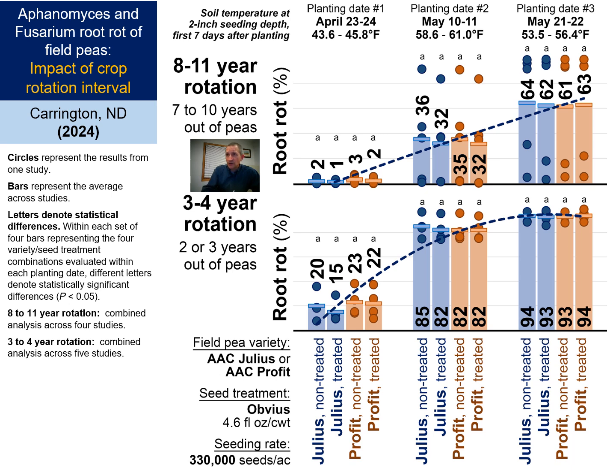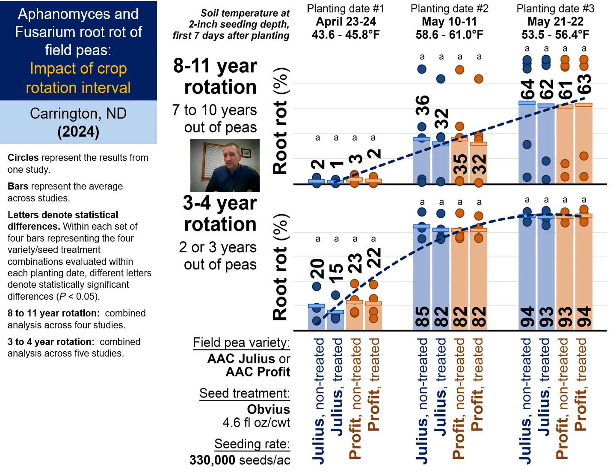Now, the only reason you only have 3 planting dates on this data is because we did not get a chance to assess root rot in the 4th planting date in 2024, just because of labor constraints. So we only looked at root rot in 3 planting dates. The rest of the data will be at 4 planting dates. But what you can see right away is that the 3-year rotation had worse root rot severity than the 8 to 11-year rotation, just like we saw before.